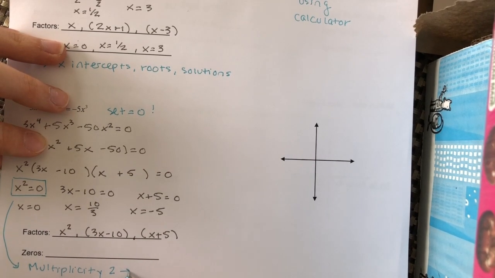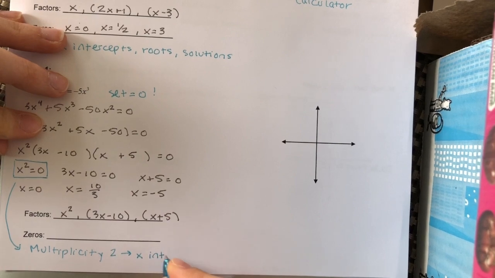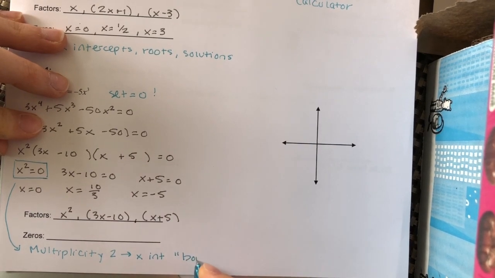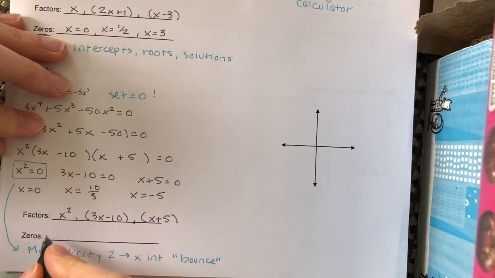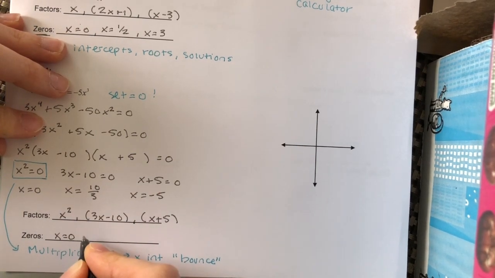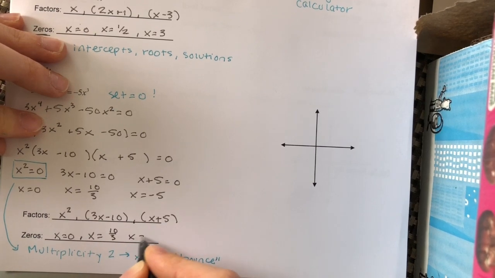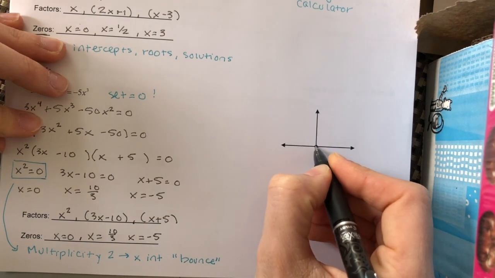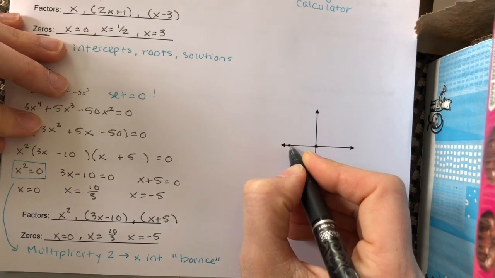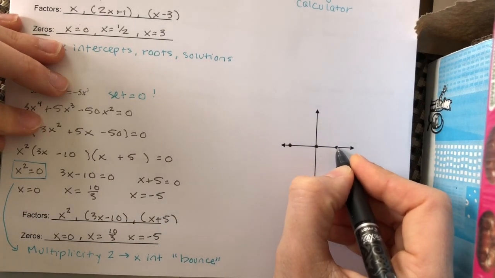Of 2. That also means when we graph it, that the x-intercept will bounce. Let me show you what I mean by that. Okay, so let me write down my zeros first. I've got x equals 0, x equals 10/3, and x equals -5. So I've got 0, -5, 10/3, a little bit more than 3, so like here.